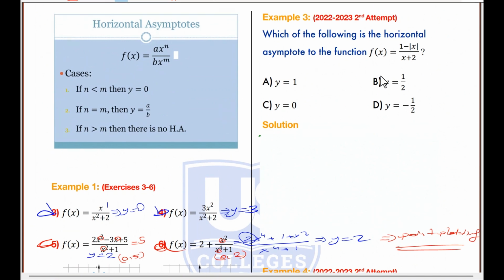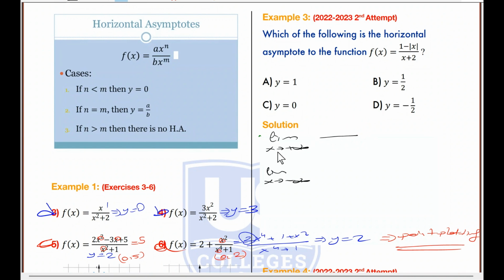Okay, another ministry exam question. Which one is the horizontal asymptote to this function? So unfortunately, we don't have a polynomial here at the top. We have an absolute value function. So the first thing to do here is getting rid of the absolute value. So we have to solve this question the long way by finding the limit at infinity for both positive and negative infinity, because there is an absolute value, it is not a polynomial.